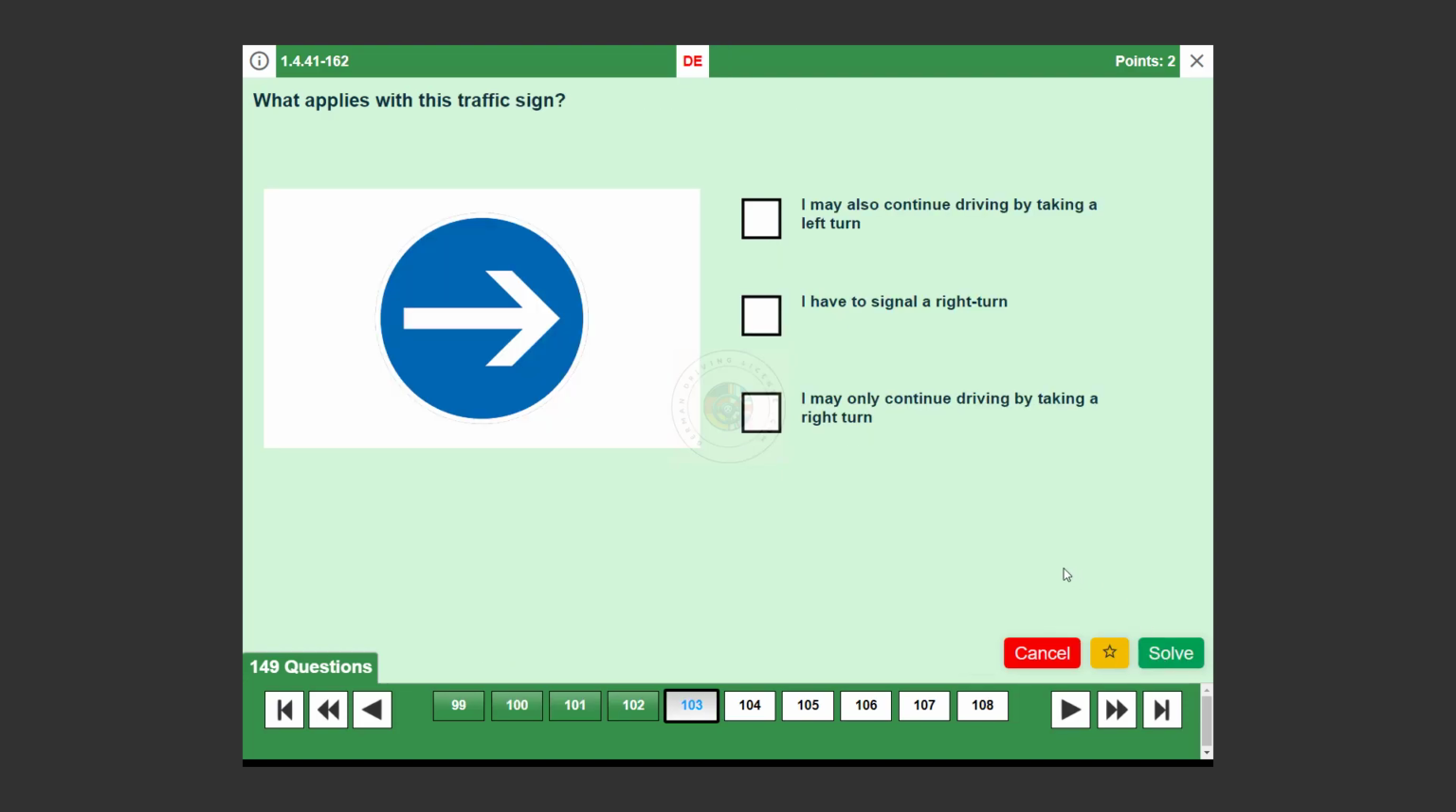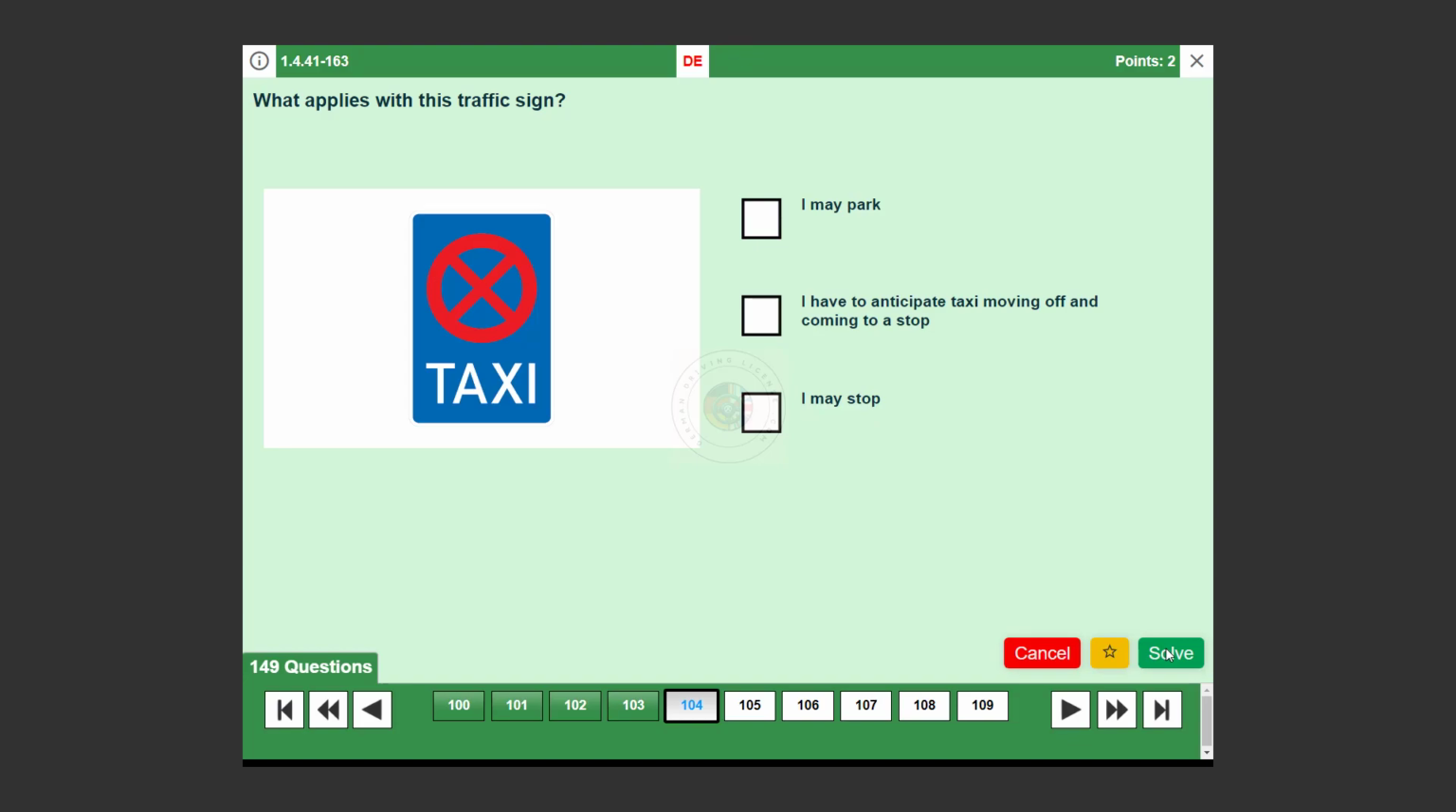Question number 103. What applies with this traffic sign? I have to signal a right turn. True. The sign requires a right turn, which must be indicated with your signal. I may only continue driving by taking a right turn. True. You are obligated to continue only by turning right, as directed by the sign. I may also continue driving by taking a left turn. False. Left turns are not allowed as per the sign's instruction for a mandatory right turn.